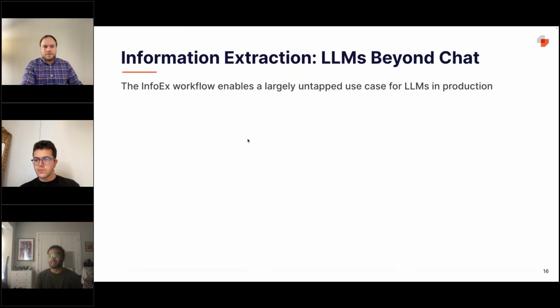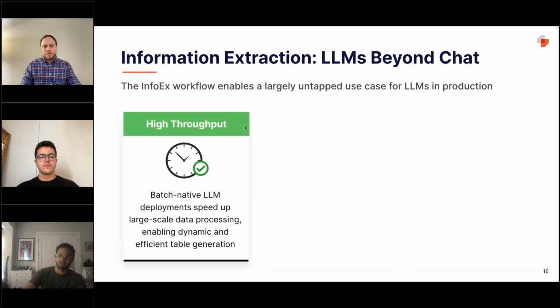Okay, so that's a very, very high-level overview of what information extraction could be, and is sort of this first foray into what LLMs could look like beyond chat. The information extraction workflow described enables a largely untapped use case for LLMs in production, and with our implementation, you can achieve high throughput through LLMs that are specifically deployed in order to do batch processing.